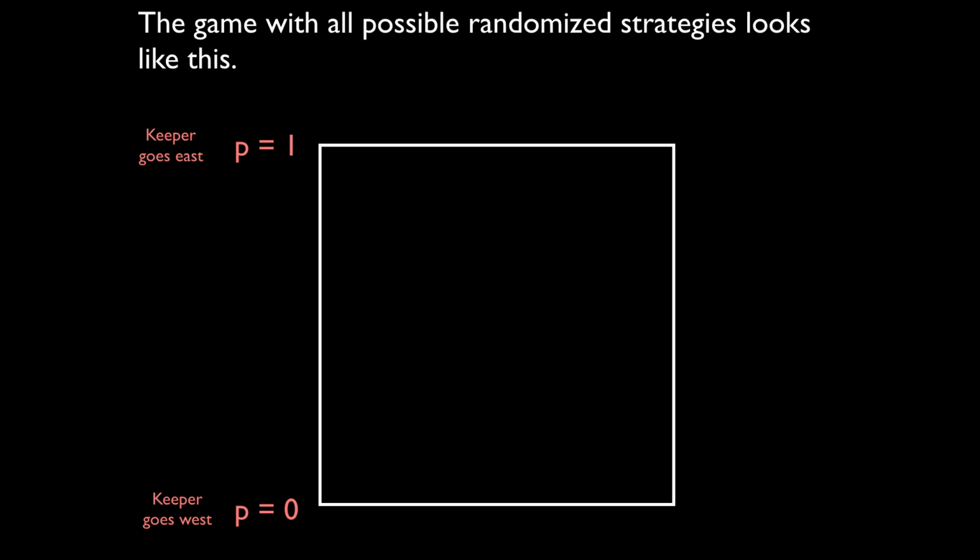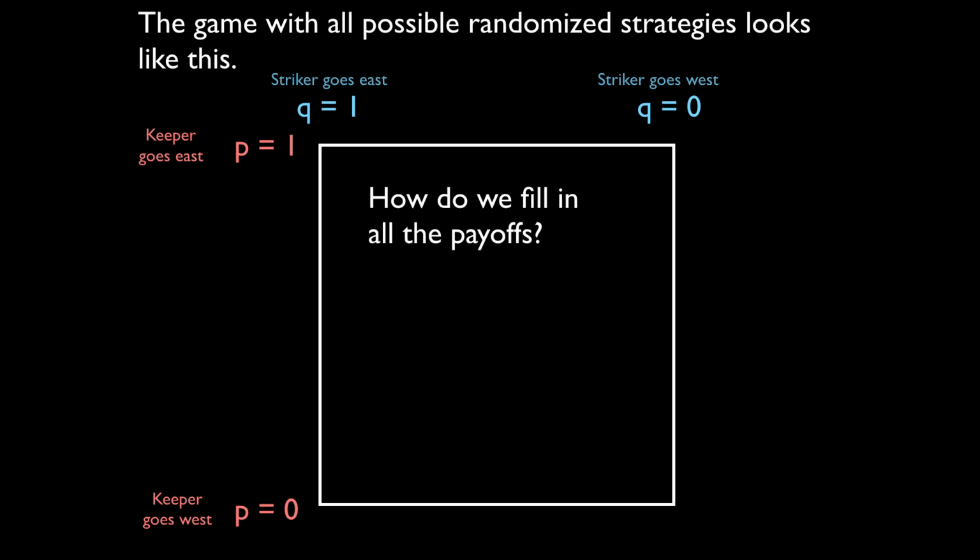Okay. How about the striker? Q equals 1 means the striker goes east all the time. Q equals 0 means the striker goes west all the time. So I just have this really, really huge matrix, huge table. And Q is kind of like a parameter for my strategy. For example, if P is 0.7 and Q is 0.7, I'm going to have to fill in some numbers there. How do I fill in all the payoffs?